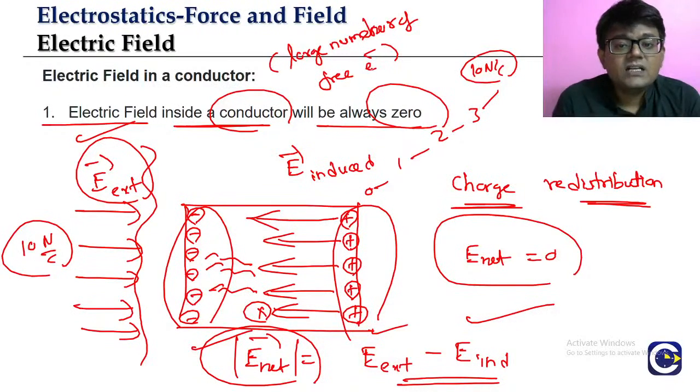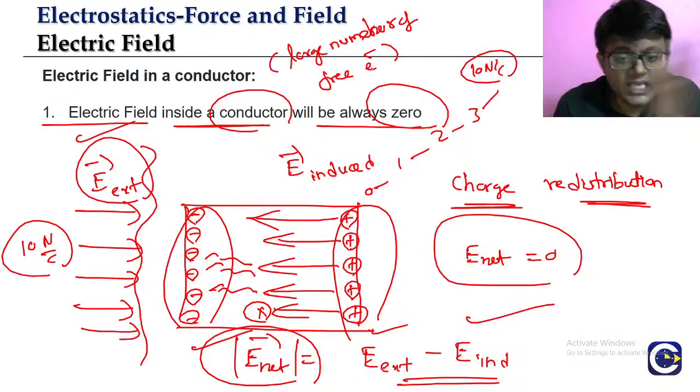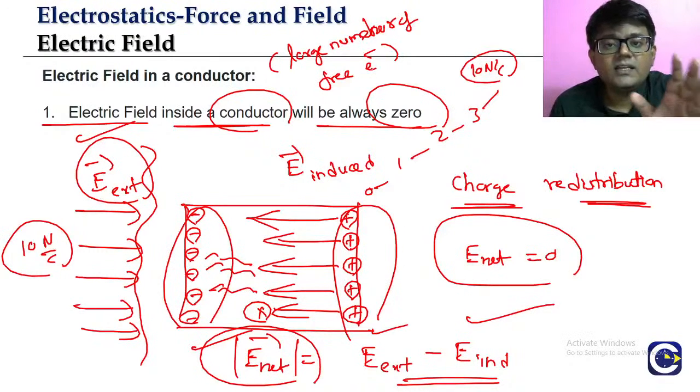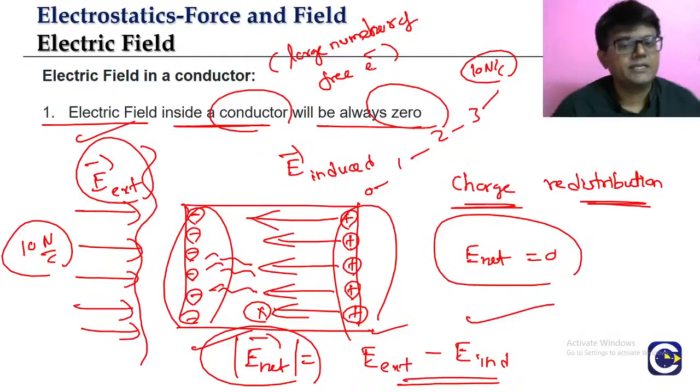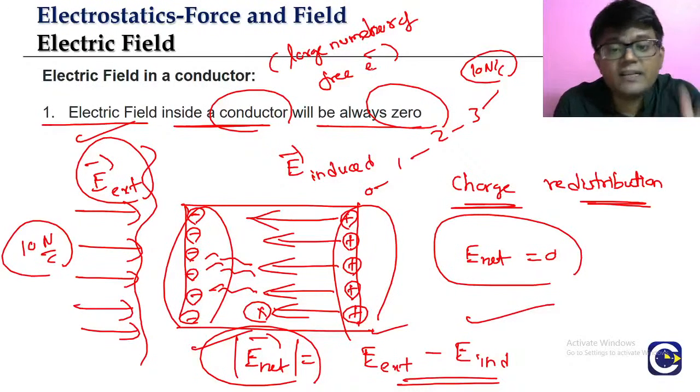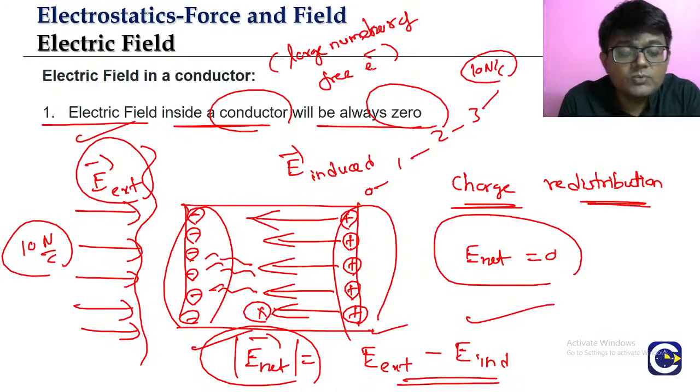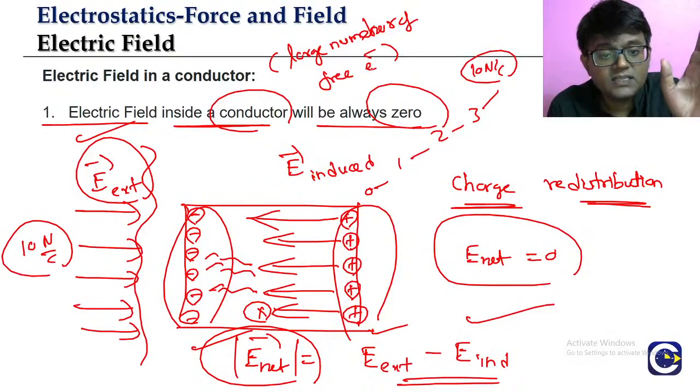Otherwise the electrons will keep moving further. See, the electrons will keep moving till the induced field matches the applied field. Till then redistribution keeps happening. For that, what should we have? We should have a large number of free electrons. What is our assumption? We are saying that conductors will theoretically have an infinite number of free electrons. It is a theoretical assumption. So whatever electric field you apply, redistribution of these electrons will balance that applied electric field.